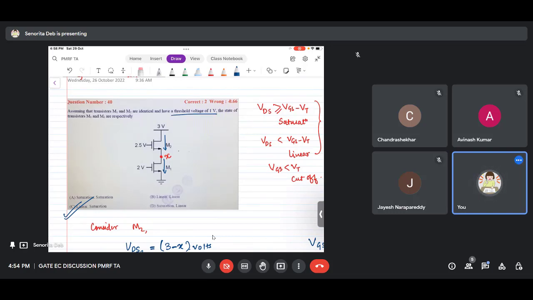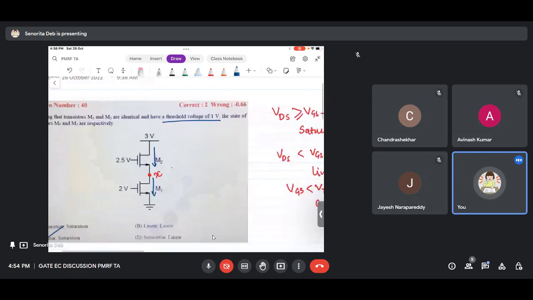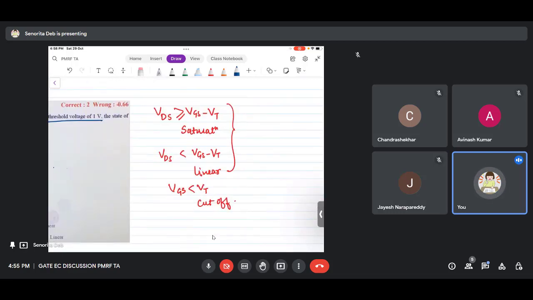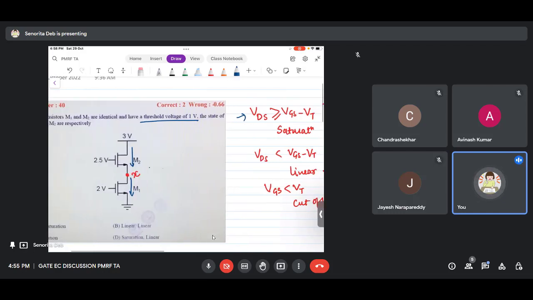Okay, now what do you know? You don't know anything else except that there is 2 volts here, and whatever the biasing is given. Now, region of operation for MOSFET is defined by these voltages. So, VDS greater than or equal to VGS minus VT means saturation. If it is less, it is in linear. And if VGS is less than VT, the threshold, it is in cutoff. Okay. So, now let me just redraw this question.